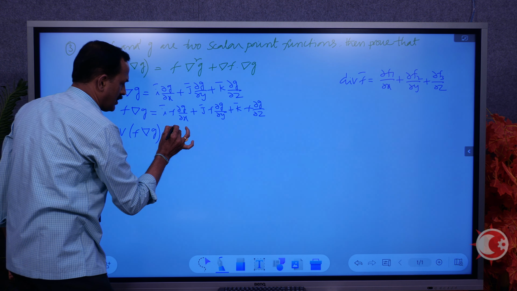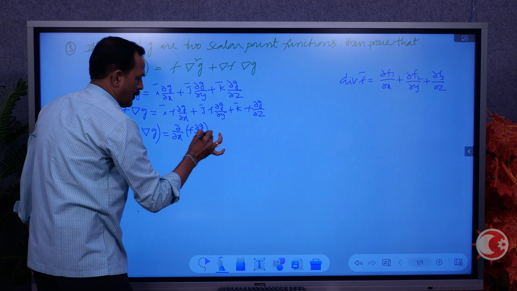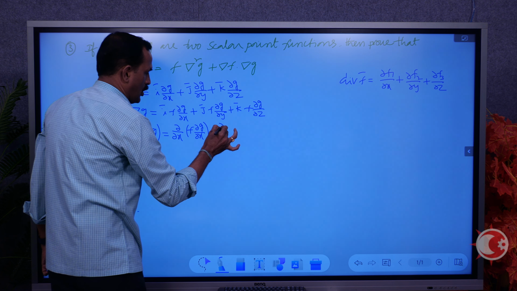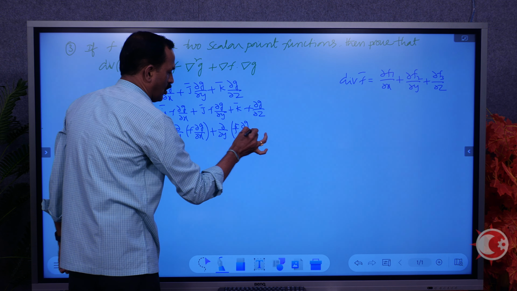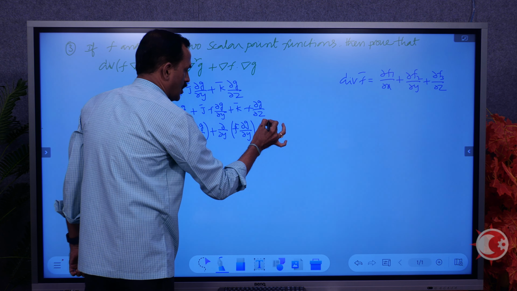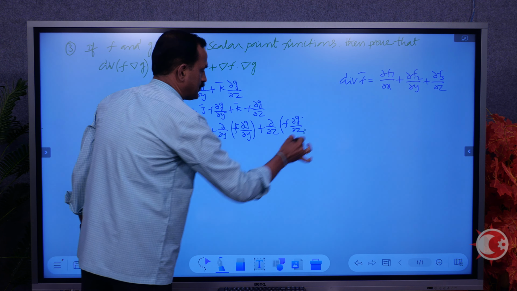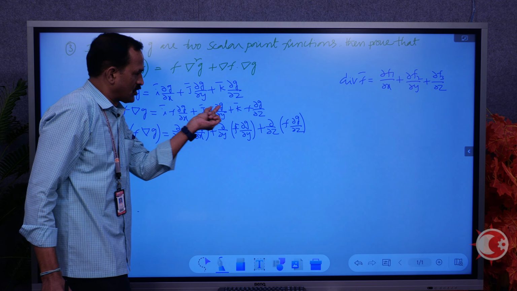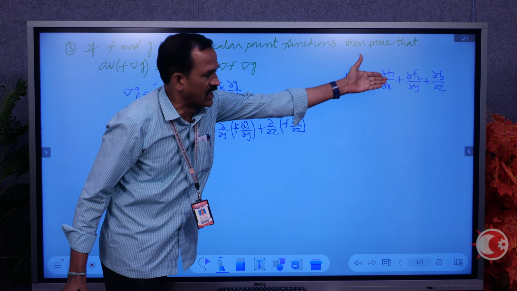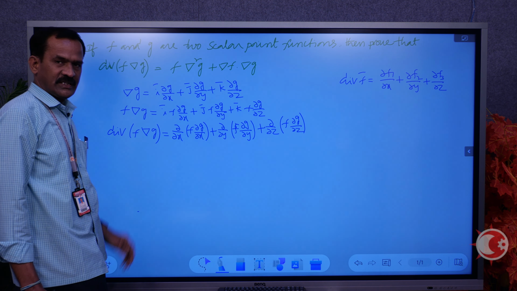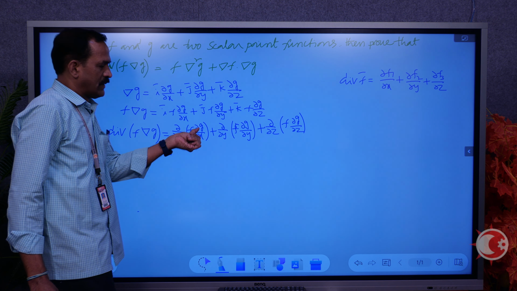Applying that formula, what you will get? dou by dou x of f into dou g by dou x plus dou by dou y of f into dou g by dou y plus dou by dou z of f into dou g by dou z. This is like f1 i bar plus f2 j bar plus f3 k bar. Now dou by dou x of f1, dou by dou y of f2, dou by dou z of f3, using that formula for div f bar. Now coming to this part, f into dou g by dou x.